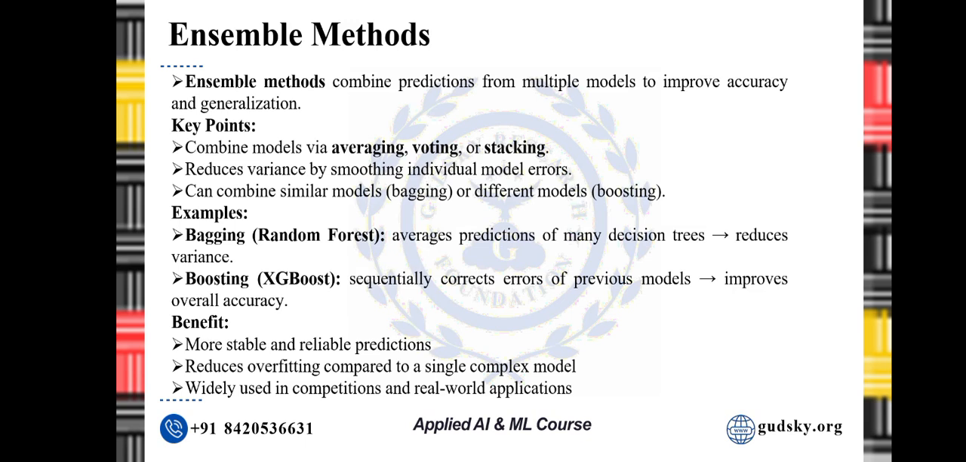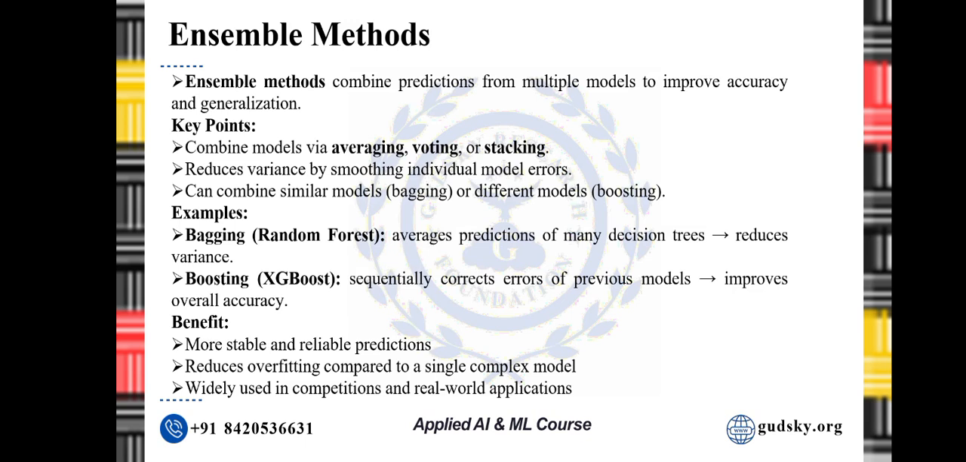Bagging means training multiple models independently on different subsets of data, then combining their predictions, usually by averaging or voting. So this reduces variance and makes predictions more stable. And boosting, like XGBoost, trains models sequentially, where each model focuses on the mistakes of the previous one. This reduces bias and variance, and improves overall accuracy.